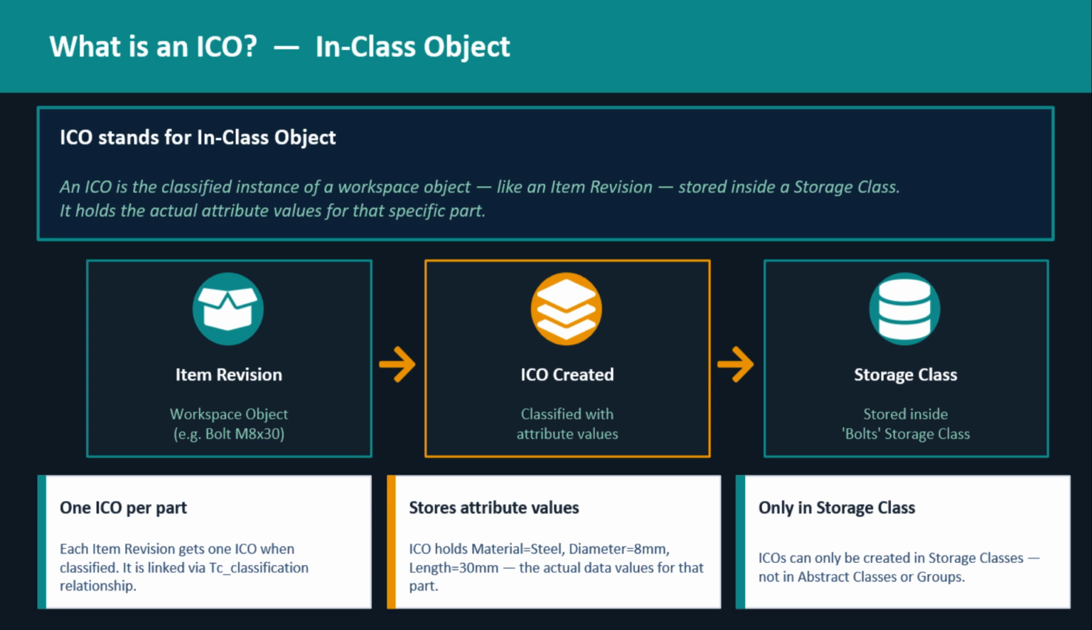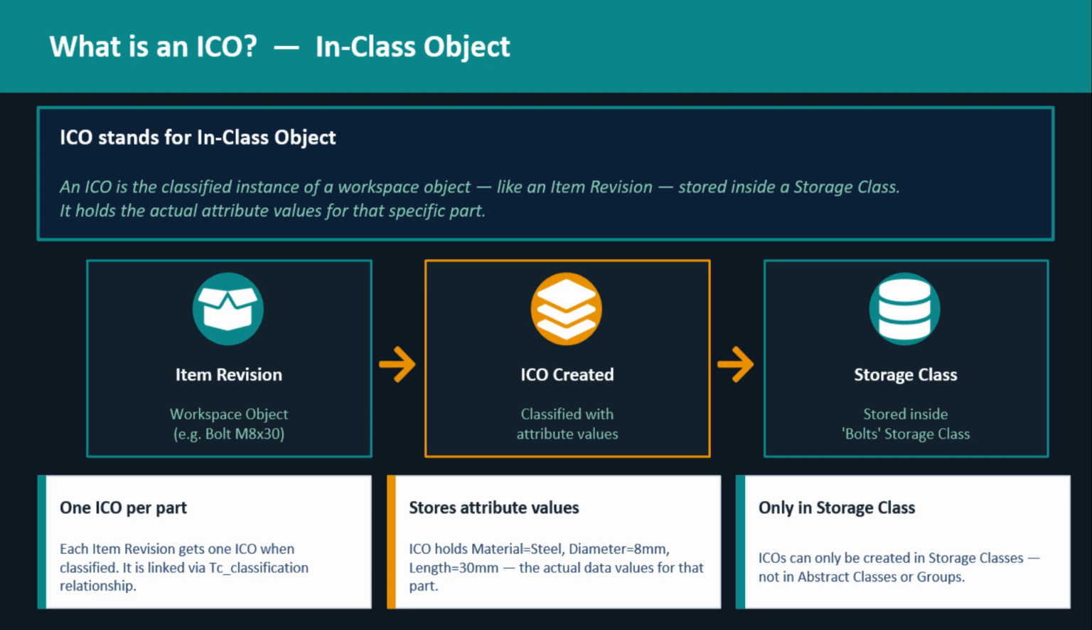Let me walk you through an example. An engineer has created an item revision for a bolt M830 in Teamcenter. Now they classify it inside the bolt storage class in the classification hierarchy. When they do this, an ICO is created. This ICO stores material as steel, diameter as 8 mm, length as 30 mm. And this ICO is linked back to the original item revision using a relationship called TC classification. So the flow will be like this: item revision, ICO created, stored in storage class, and linked via TC classification.